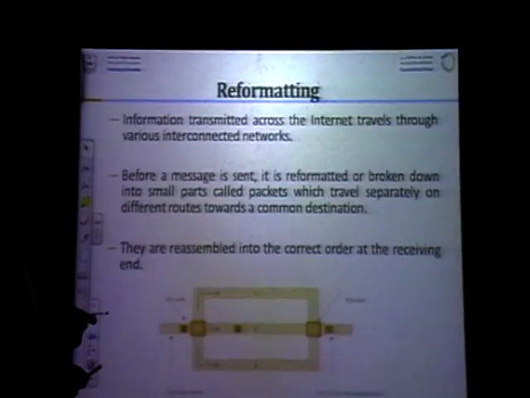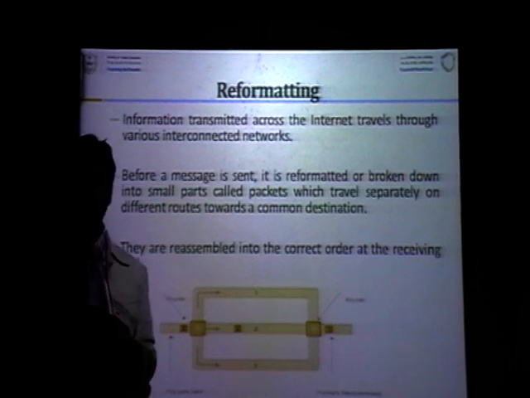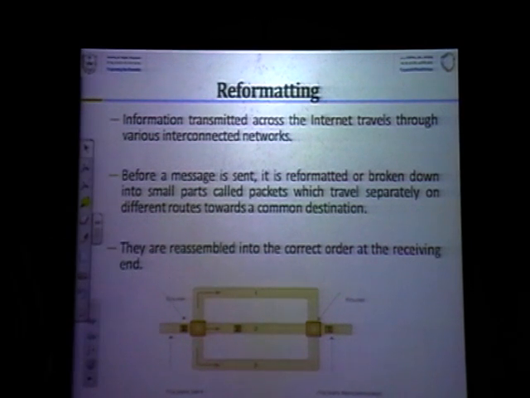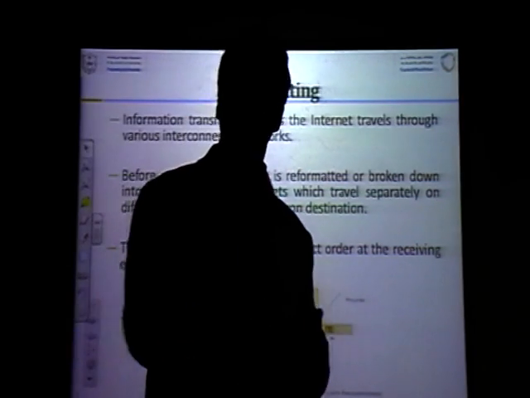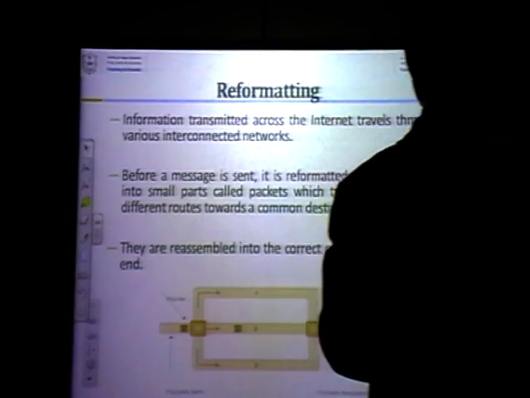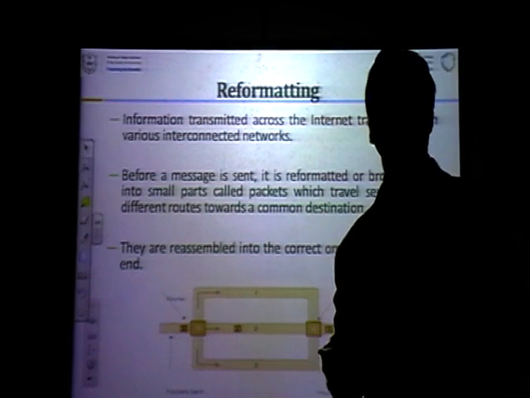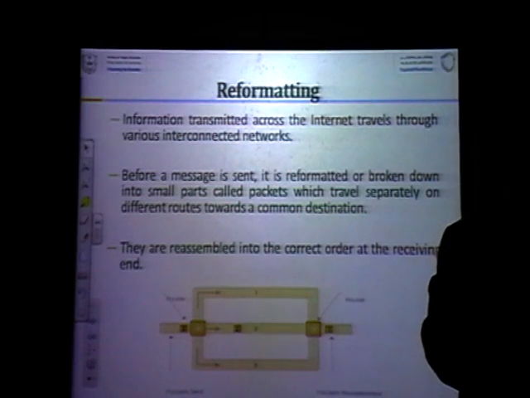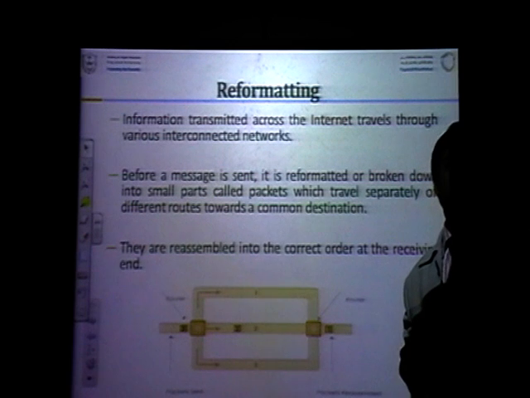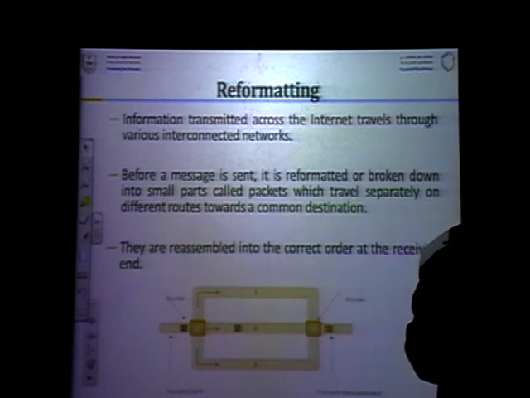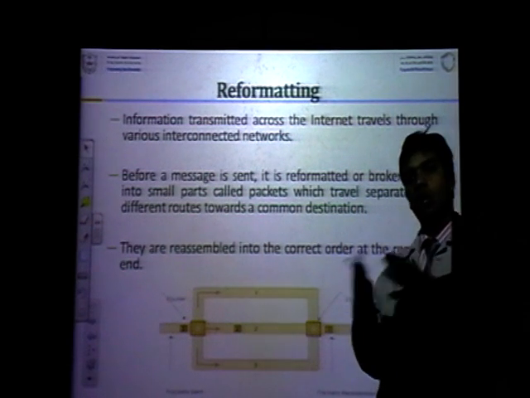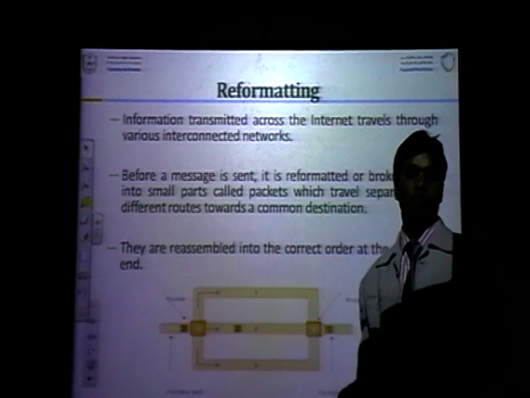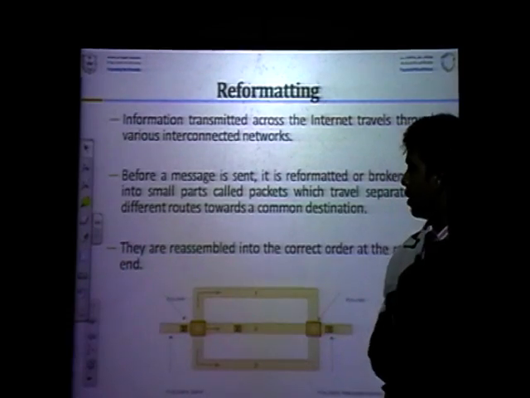Come to the topic reformatting. Reformatting means changing. Data travels over the internet, over the network, in analog signal. But when it reaches the destination computer, it is opened in the computer in the form of digital. So this is analog to digital, digital to analog. It's called changing from one format to another format.